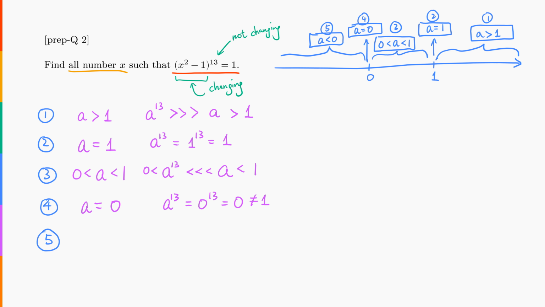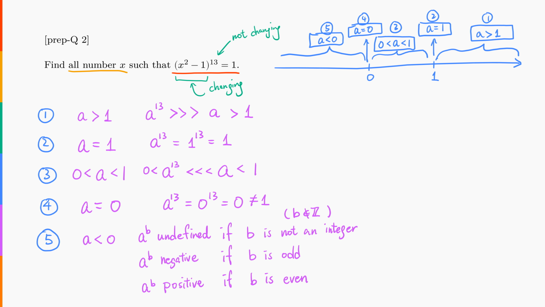Case 4, a equals 0, then a to the power of 13 will be 0 to the power of 13, which will be 0. It's not 1, not possible. Now case 5, if a is negative, this case is quite interesting, because a to the power of b is actually undefined if b is not an integer. But if b is indeed an integer, then a to the power of b will be negative if b is odd. It will be positive if b is even. And this also tells us that a to the power of 13 will be negative, which in turn will be smaller than 1, not equal to 1.